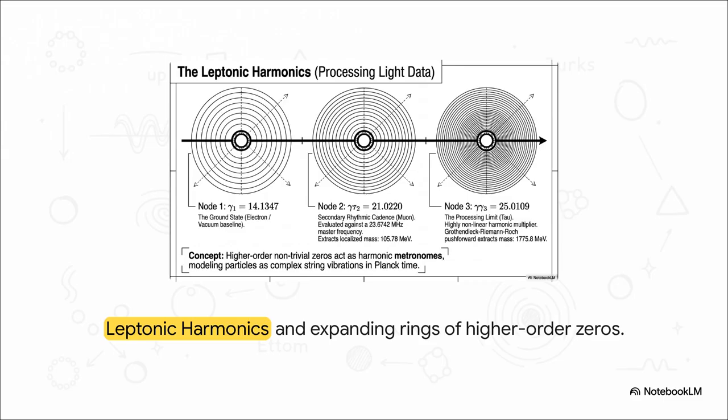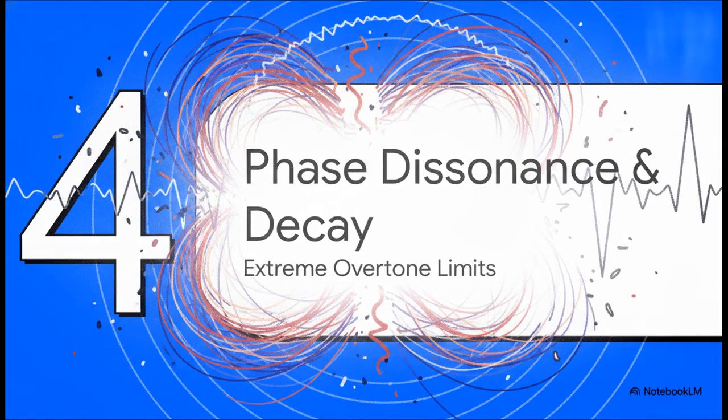The third zero governs the tau lepton, and that demands extreme processing power to calculate a much heavier mass of 1775.8 MeV. Let's look at the consequences of that in Section 4, phase dissonance and decay.